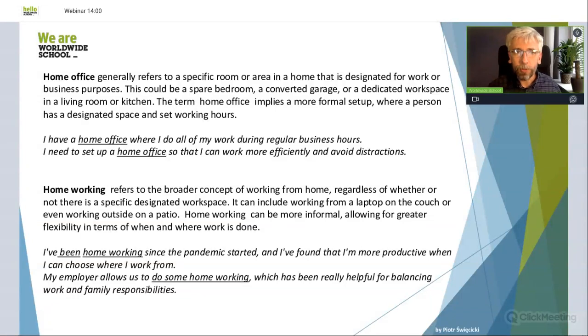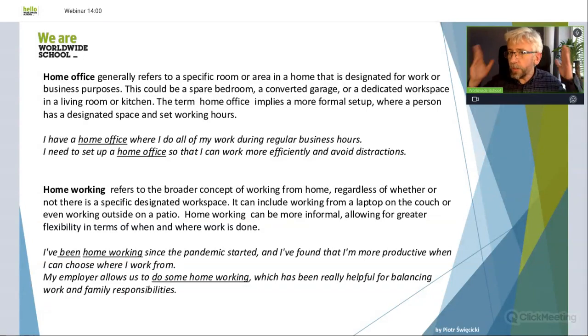Home office refers to a specific room or area in a home which is designated for business purposes. Home office, right? This could be a spare bedroom, or a dedicated workspace in the living room or kitchen. The term home office, so it's a room, right? Implies a more formal setup where a person has a designated space and set working hours. So I have a home office where I do all the work during regular business hours, or I need to set up a home office so that I can work more efficiently. Yes, and avoid distractions. So setting up a home office.